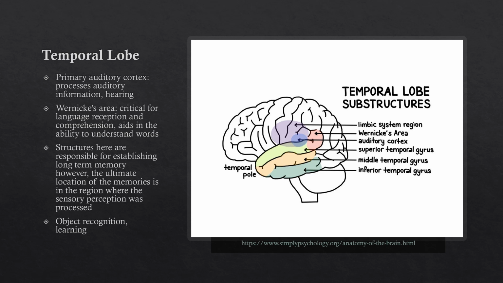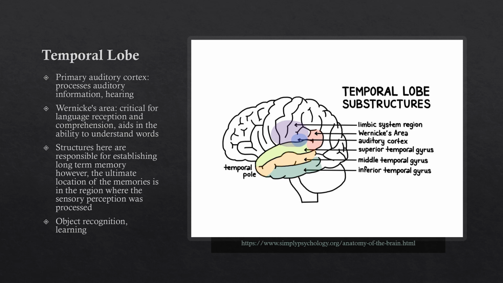Significant functions of this area of the brain include primary auditory sensation, language comprehension, memory acquisition, object recognition, and learning. The auditory cortex is critical for hearing and processing auditory information. Wernicke's area aids in the ability to understand words.